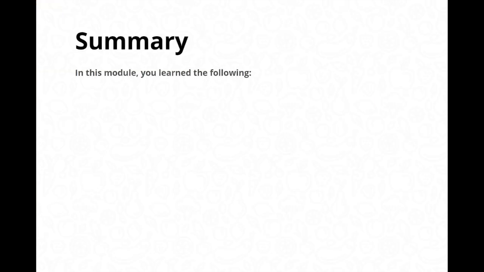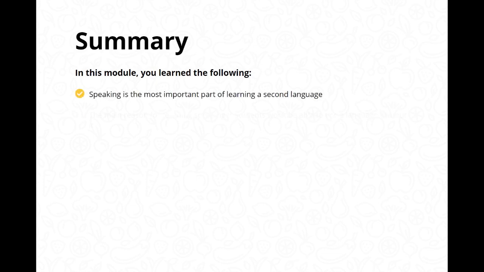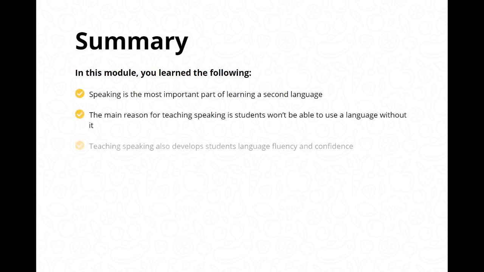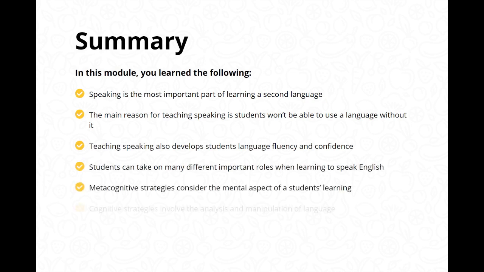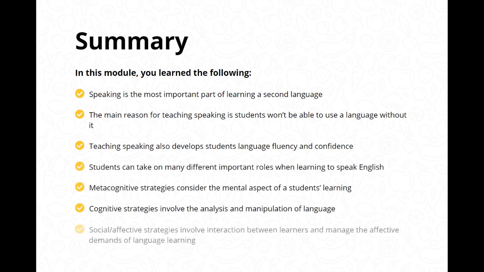Summary. In this module, you learned the following. Speaking is the most important part of learning a second language. The main reason for teaching speaking is students won't be able to use a language without it. Teaching speaking also develops students' language fluency and confidence. Students can take on many different important roles when learning to speak English.